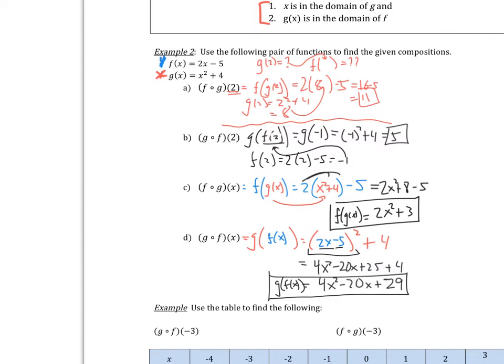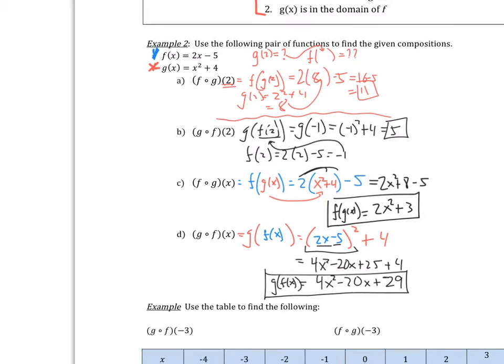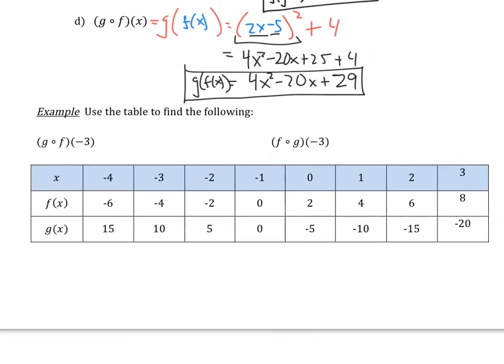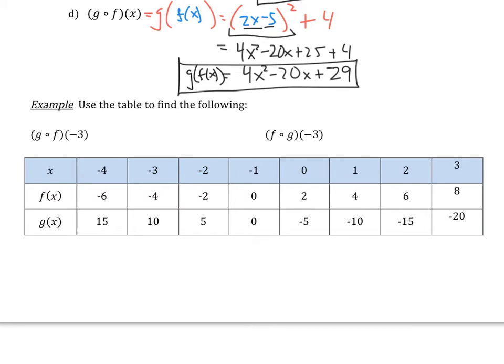We can use one function to evaluate the other there. All right? And that's all a composition is. So here, let's look at a little different way to look at it. How about a table? So here's a table that gives us a bunch of values. For these x's, if you plug in f of negative 4, you get negative 6. If you plug negative 4 into g, you get 15. All right?